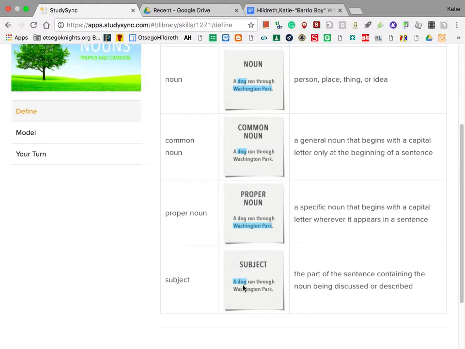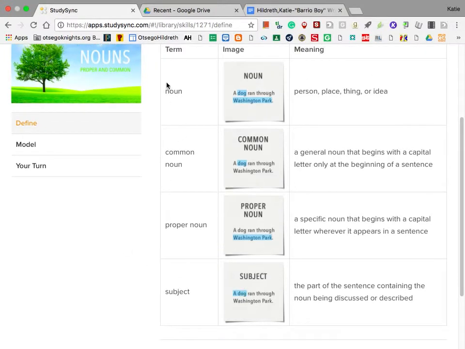Okay? And remember, when we're reading a sentence, we always read from left to right, so our subject comes before the verb and at the beginning of the sentence. So, on your paper, you should have term, image, meaning. You should have noun, image, definition; common noun, image, meaning or definition; proper noun, image, definition; subject, image, meaning, or definition.